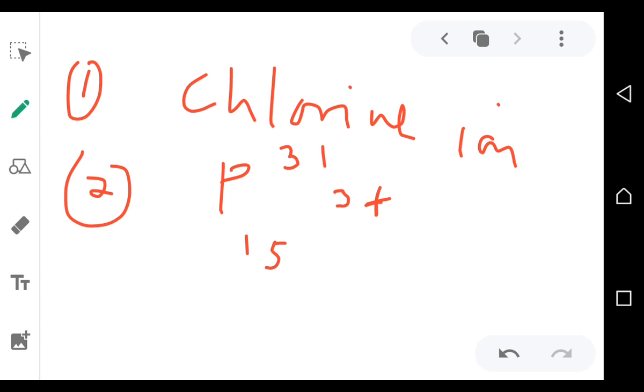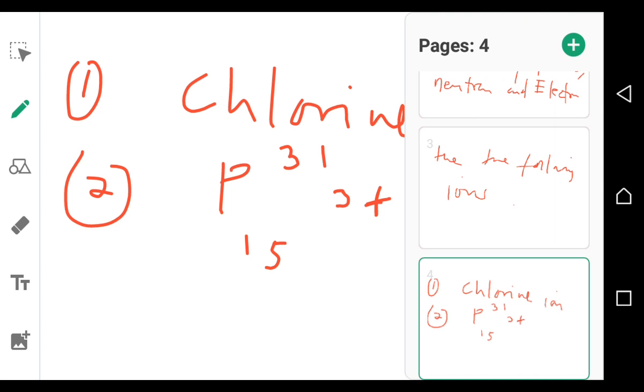So here indicate the number of protons. This is the first one. Chlorine, you have to go on the periodic table, get the ion, and then write the number of protons, the number of neutrons, and the number of electrons in the chlorine ion. The phosphorus ion is already written for you. Just calculate the number of protons, neutrons, and electrons.